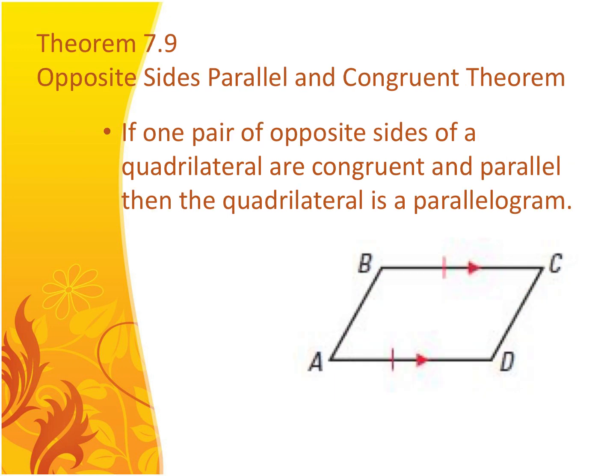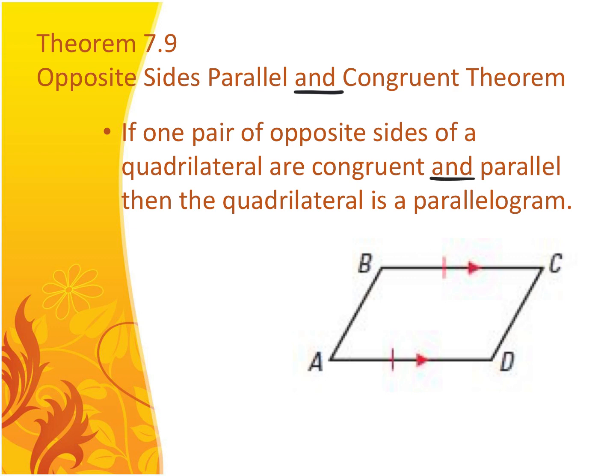Okay, our third theorem says opposite sides parallel and congruent theorem. Please underline and. They have to be both parallel and congruent, but only one set of them has to be parallel and congruent, okay? Only one set has to be both. It says if one pair of opposite sides of a quadrilateral are congruent and parallel, then the quadrilateral is a parallelogram.